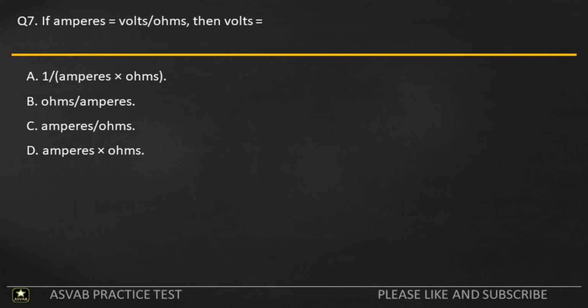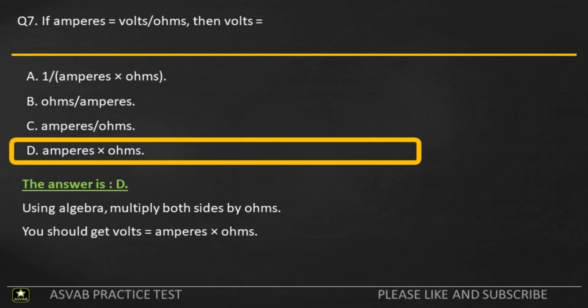Q7. If amperes equals volts over ohms, then volts equals A, B, C, D. The answer is D. Using algebra, multiply both sides by ohms. You should get volts equals amperes times ohms.